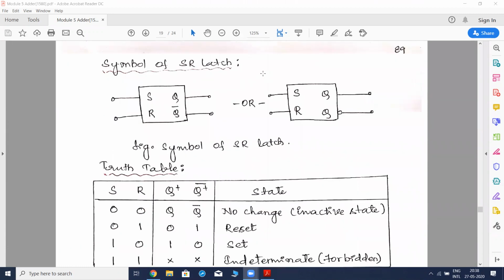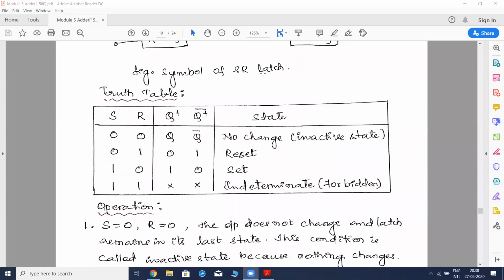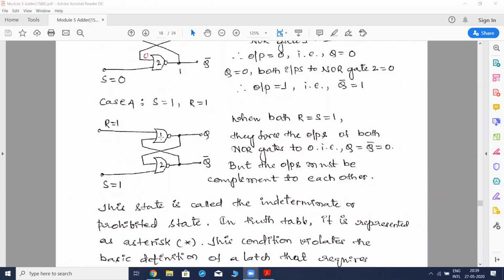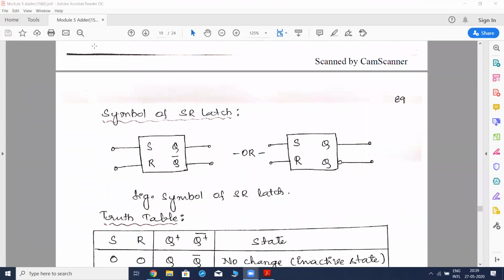Okay, now let us move on to see the symbol of the SR latch, as well as the truth table of the SR latch. The SR latch has two inputs, so with the block diagram, we represent it like this. Inside this, we could construct an SR latch either using NOR gates or using NAND gates. If you construct your SR latch using NOR gates, it functions as I explained just now.